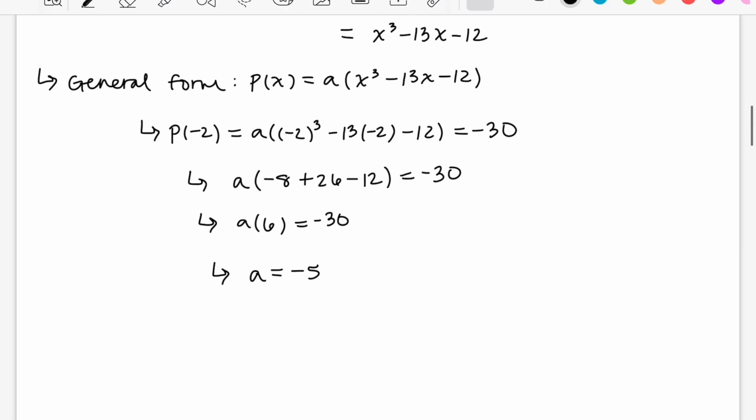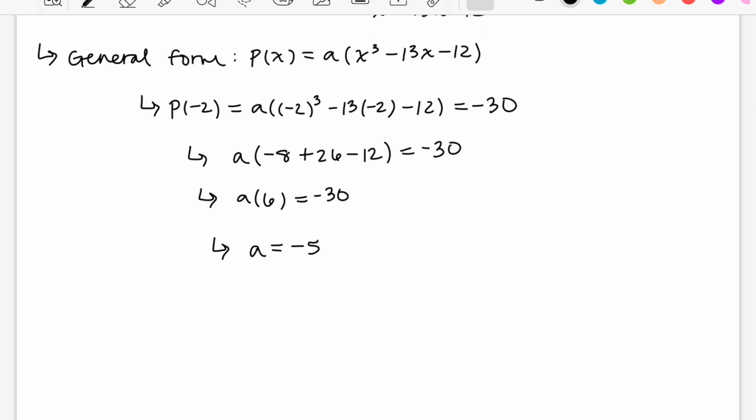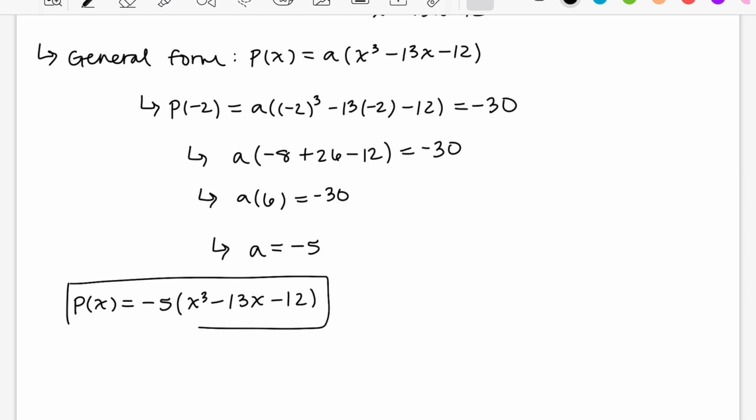So the final polynomial, which meets all of the requirements that we just saw, is going to be the following. Minus 5 times x cubed minus 13x minus 12. Alright, and then we can also distribute this 5 to each term here if we want to, and then we'll get minus 5x cubed plus 65x plus 60.